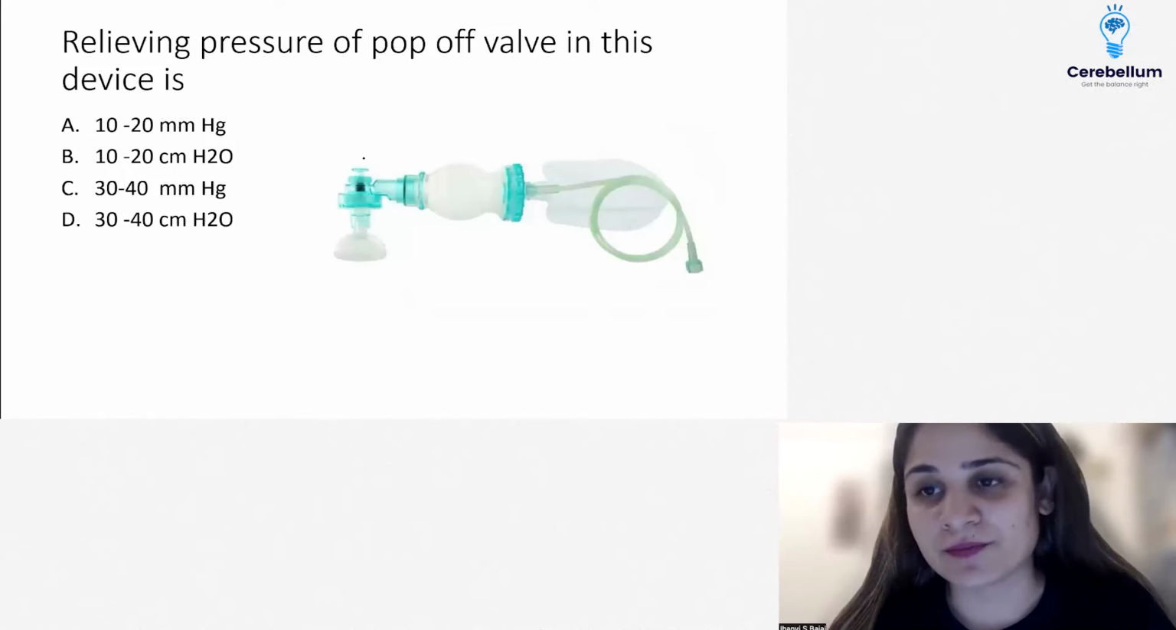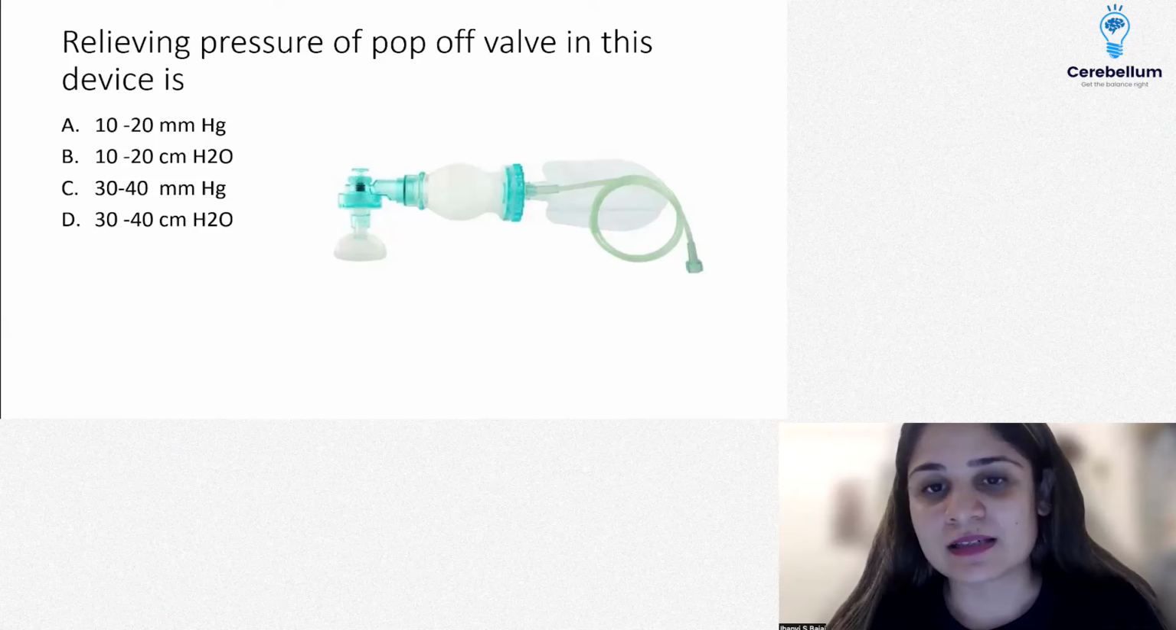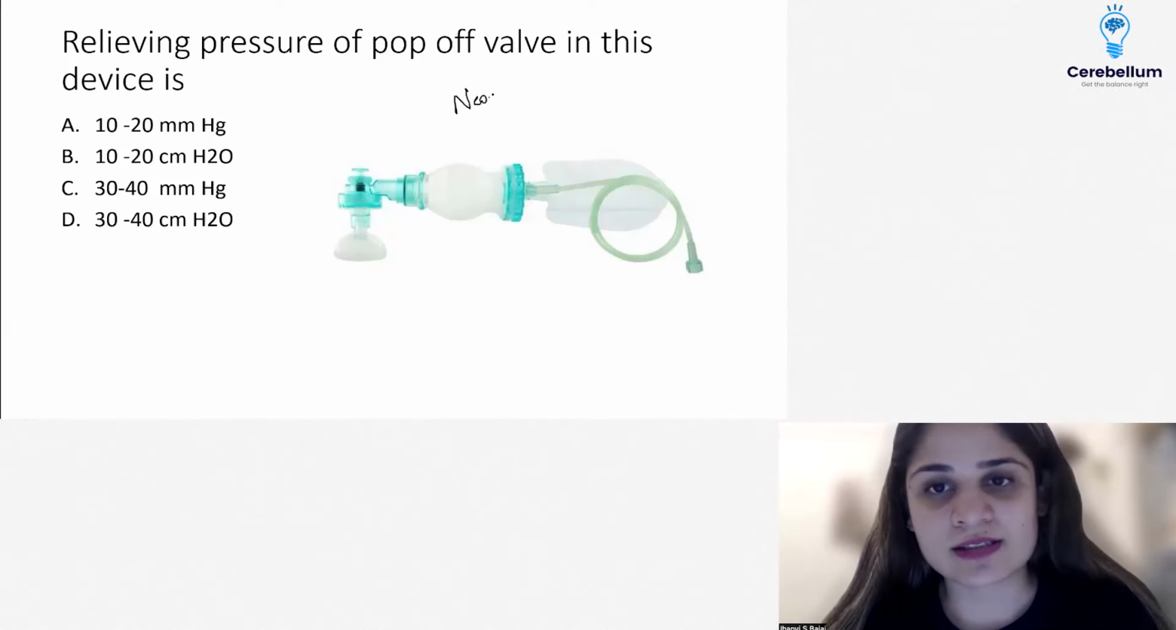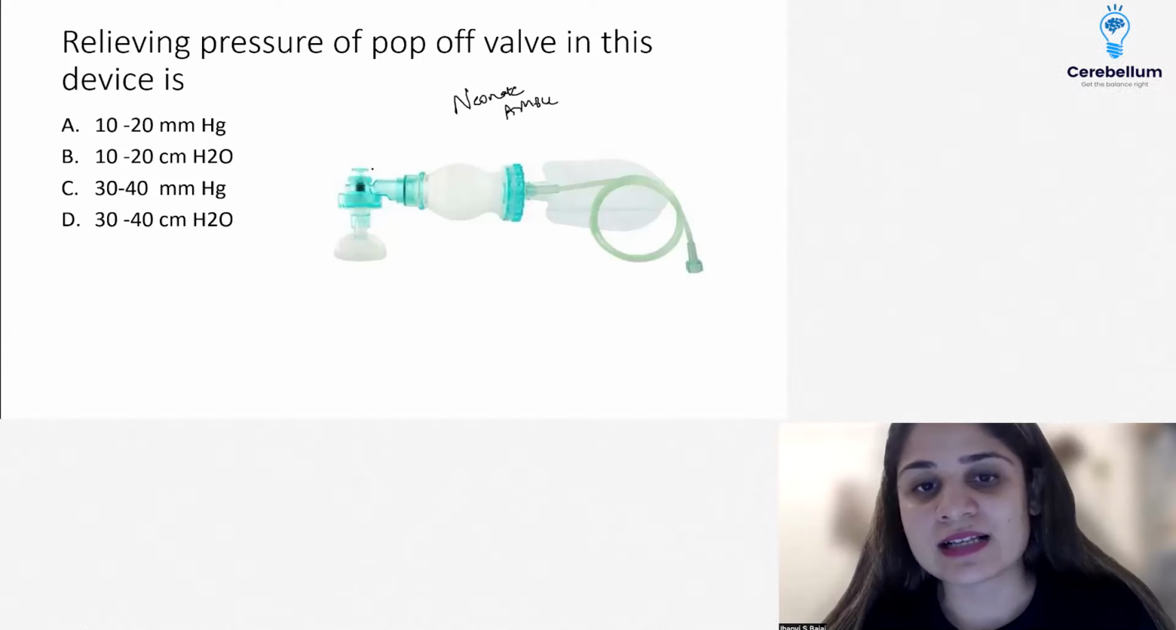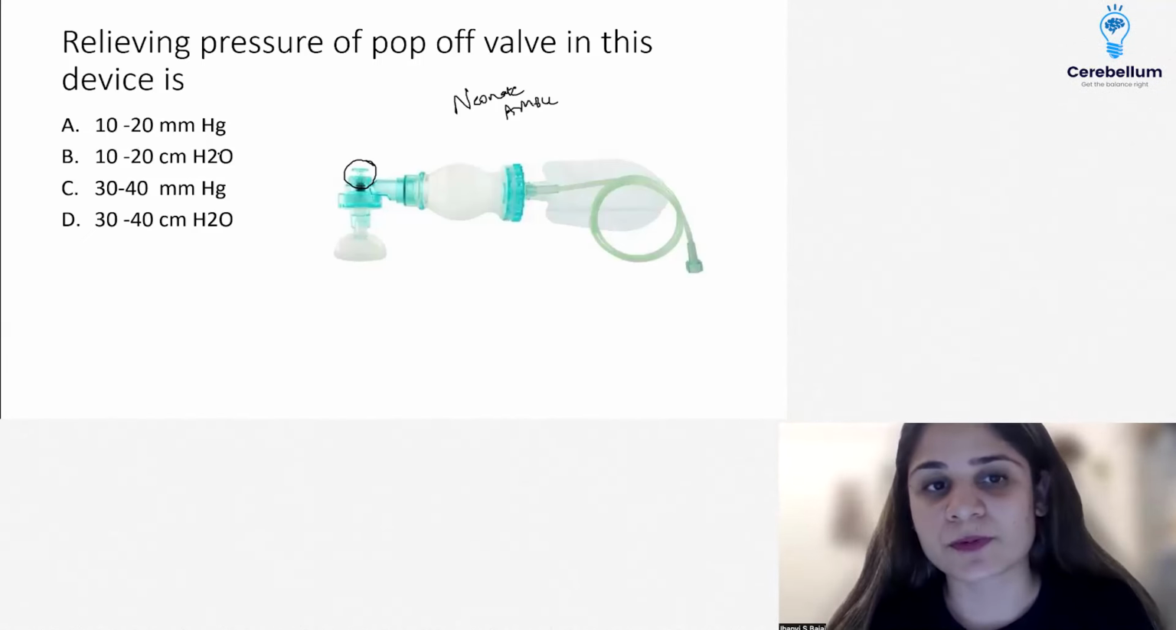And this was something which I have not covered, and this is something which I think most of the people of the second shift hated. So this question was, what is the relieving pressure of the pop-off valve in this device? This is nothing but a neonatal Ambu bag. In this, they had asked what is the pressure at which this pops off. And they had also given all options in both mmHg and centimeter of water.